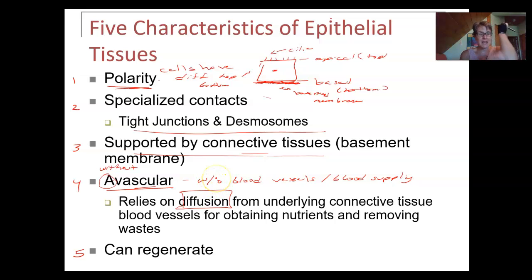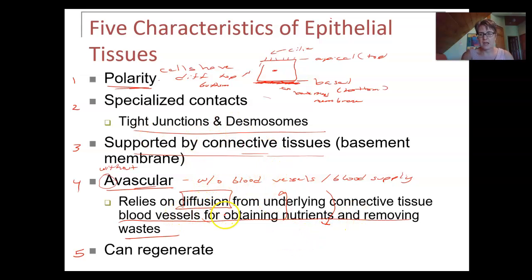The skin, my outer layer of my skin, my epidermis, is epithelial tissue. There are no blood vessels in the outer layer, right? That's why you can get a paper cut and it doesn't bleed, but it hurts like the dickens because there are nerve cells there. Everything is from underneath. In my dermal layer, I will have blood vessels bringing in nutrients, removing waste, and then I rely on diffusion for getting me the good stuff and for taking away the bad stuff.